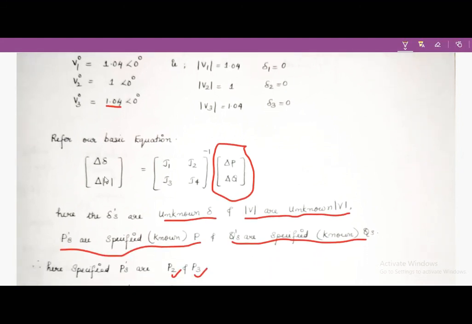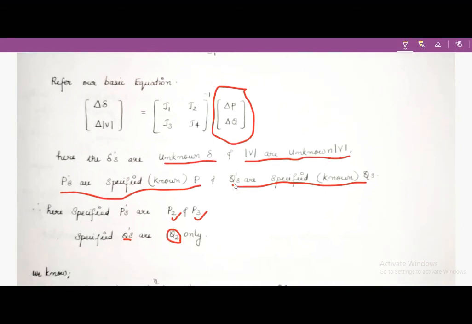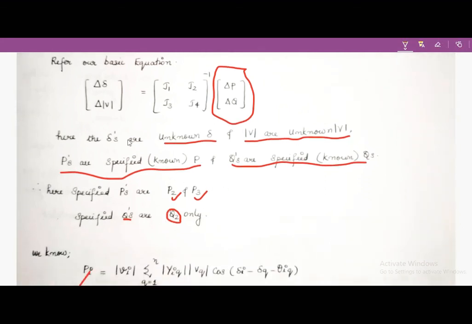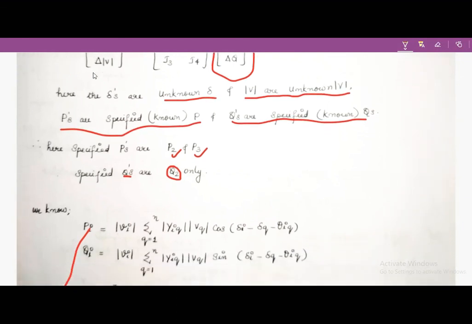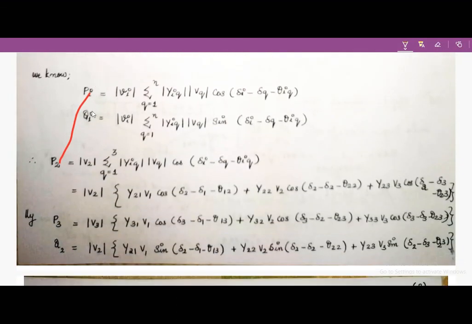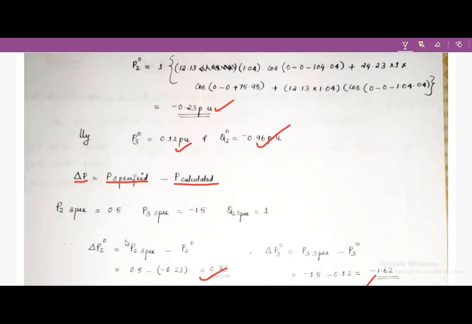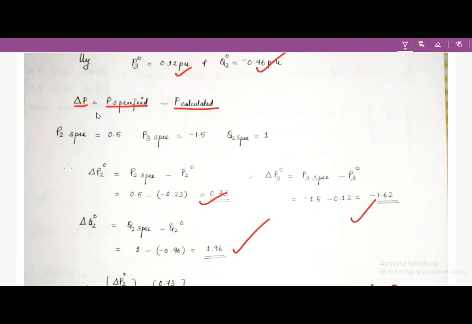And this is our main equation for the Newton-Raphson method, where this is the unknown, or rather I can say the change in the unknown, and these are the specified values or change in the specified values. So delta P means P specified minus P calculated. Delta Q means Q specified minus Q calculated. Similarly, we will be checking which are the specified values and which are the unknown values, and within our main equation of the active power and the reactive power, we will be substituting the values and calculating. Finally, we are calculating the delta P and delta Q.